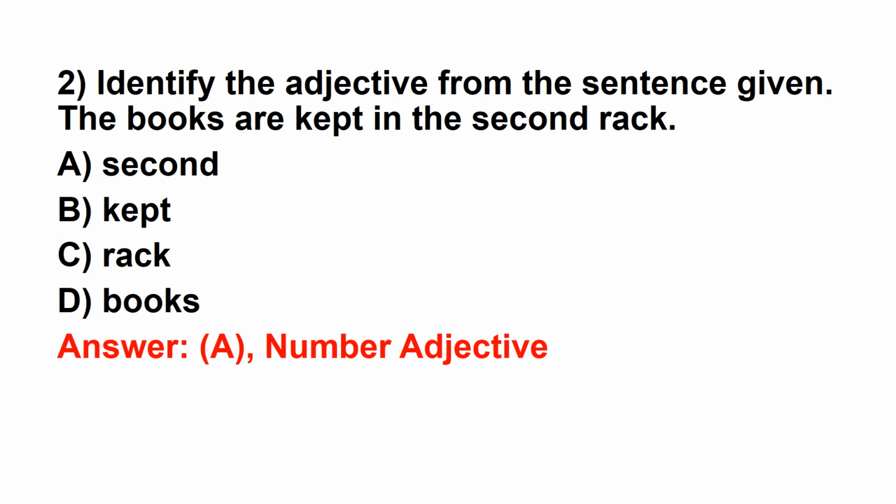Next question, identify the adjective from the sentence given. The books are kept in the second rack. In this question, where is the rack? Which place is it? Second. So the right option is A, and it is denoted by a number. So it is called number adjective.